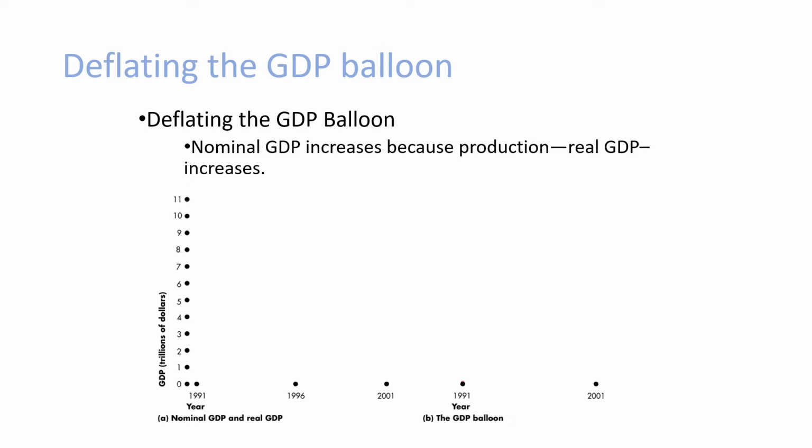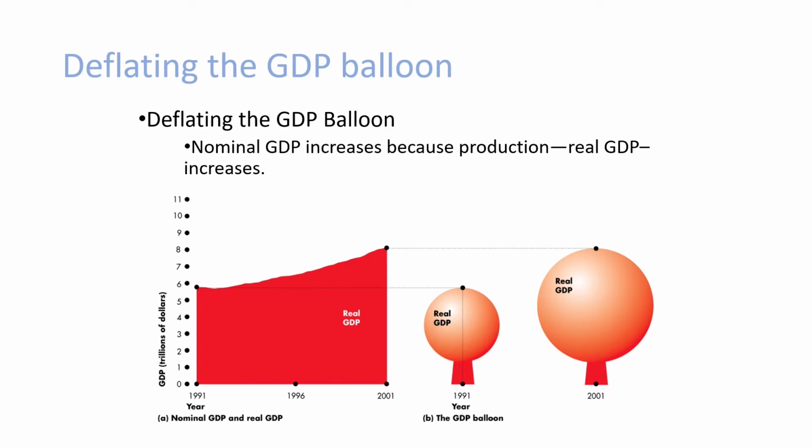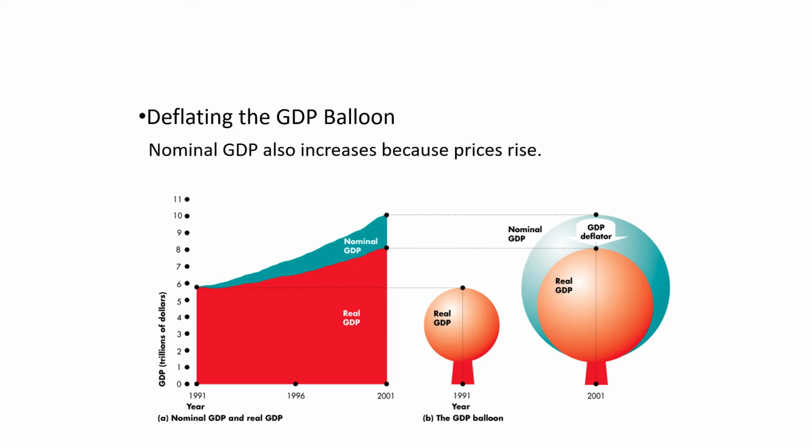Deflating the GDP balloon. If you notice in this graph, the nominal GDP increased every year between 1991 and 2001. Part of the increase reflects increased production and part of it reflects rising prices. You can think of GDP as a balloon. This is blown up by growing production and rising prices. So, as we said earlier, nominal GDP also increased because of price rises.